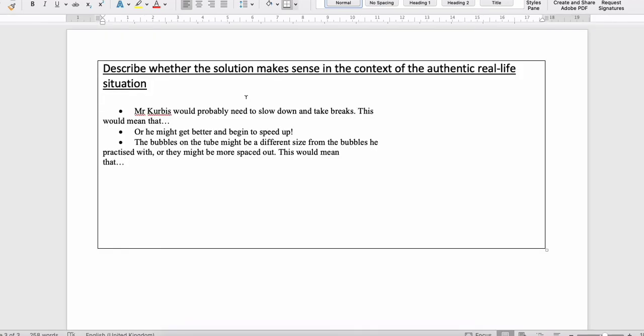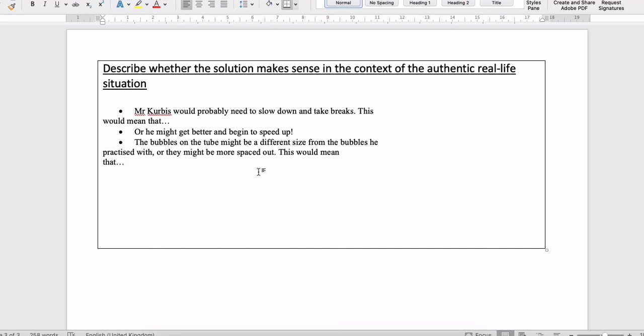Last, if we go back to Mr. Kurbis' problem with popping the bubble wrap, what kind of real-life comments can we make? We could say that Mr. Kurbis couldn't possibly be having the same speed all the time. He would need to slow down and take breaks maybe. This would mean that your answer should be actually more or longer than what you have calculated. Or he might get better and begin to speed up, who knows? Then it means the real answer will be less than what you have calculated.